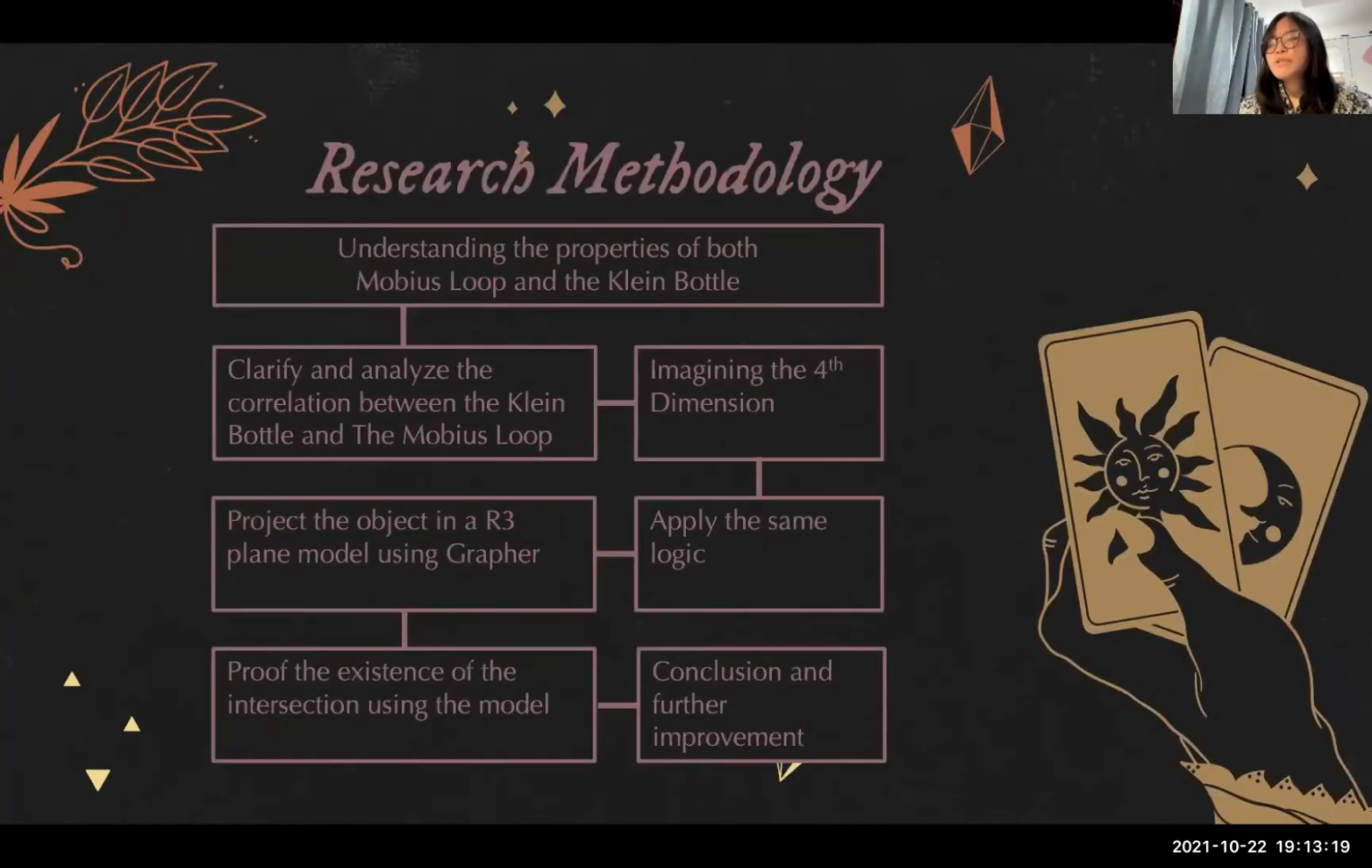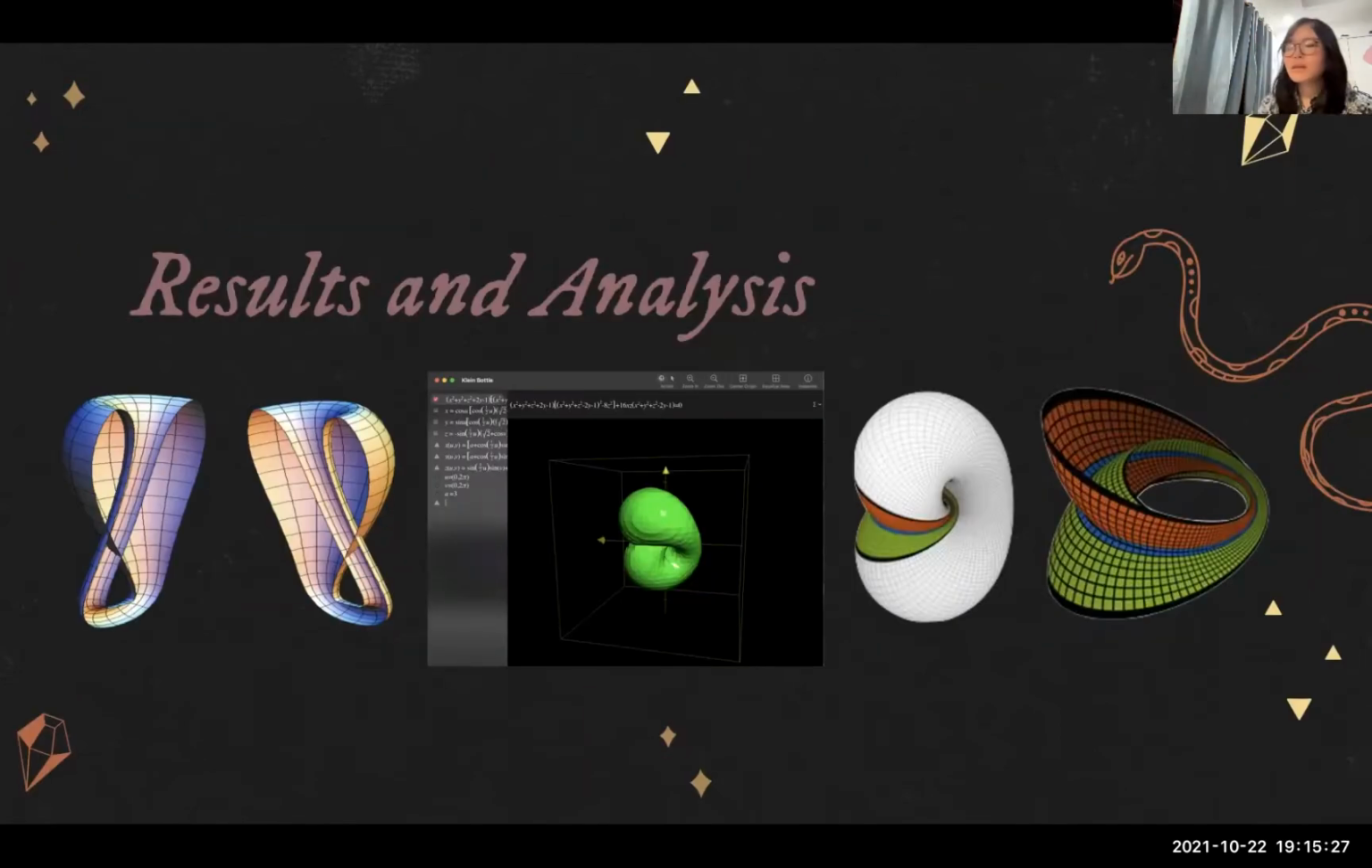For me to be able to answer these questions, the first thing that I did for this research is to try to understand the properties of the objects. I then clarified the correlation, then I imagined the 4th dimension, applied the same logic so that I can project the object in the 3rd-dimensional plane model using Grapher and macOS to prove the existence of the intersection and finally reach the conclusion.